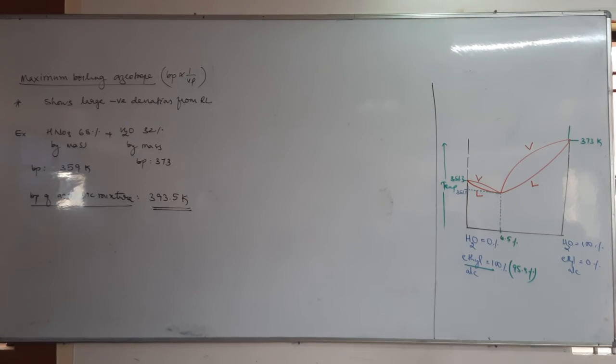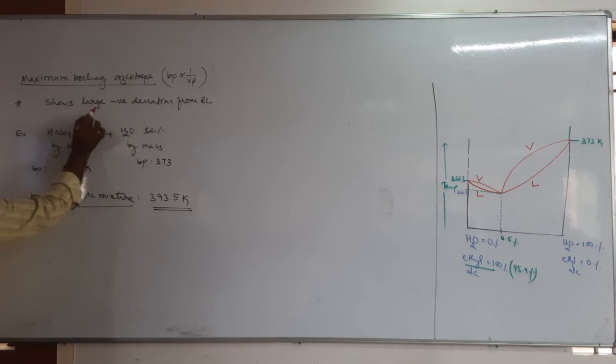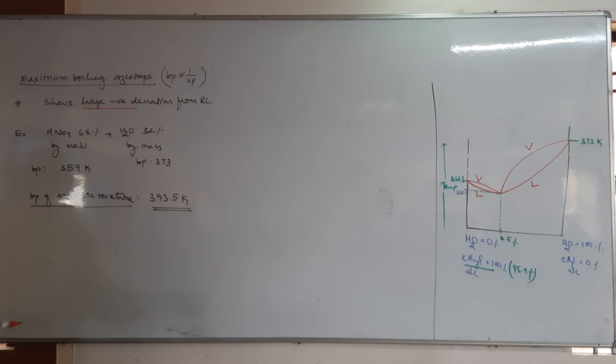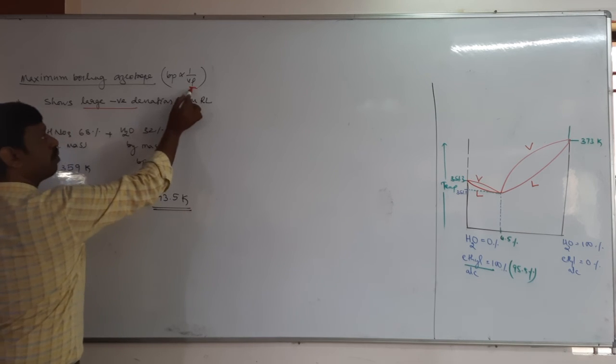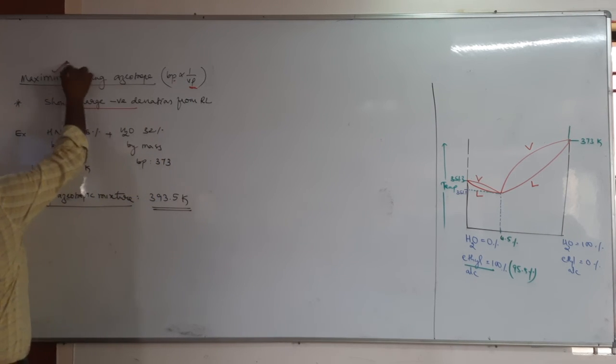Maximum boiling azeotrope. It is quite opposite to minimum boiling azeotrope. So what is a maximum boiling azeotrope? A binary solution which shows large negative deviation from Raoult's law can form a maximum boiling azeotrope. Because the solution which shows large negative deviation has less vapor pressure. When the vapor pressure of the solution is less, the boiling point is more. That means they form a maximum boiling azeotrope.